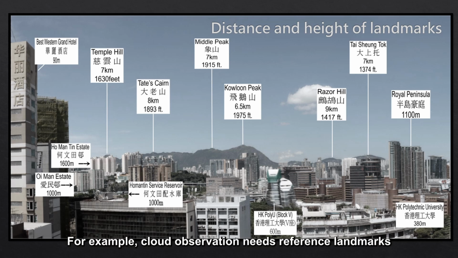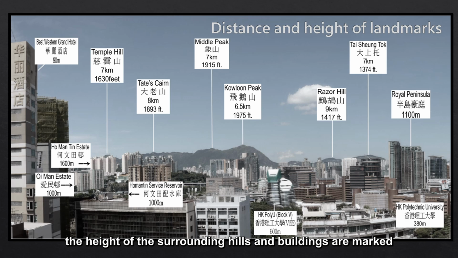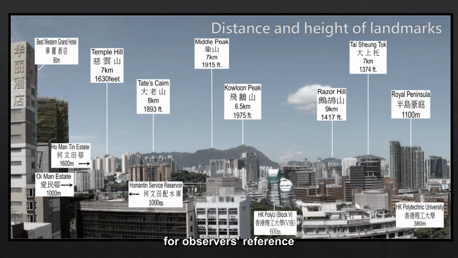For example, cloud observation needs reference landmarks. About those landmarks, you need to identify the height of the mountains or high-rise buildings near the location of the weather observation. They can help judge the cloud base height. For example, at the observatory, the height of the surrounding hills and buildings are marked for observers' reference.